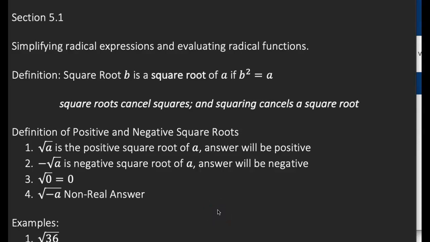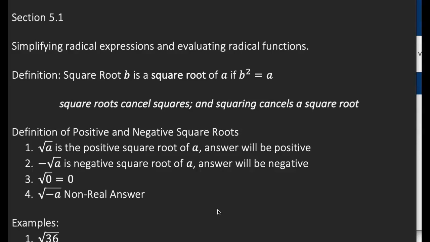This video will cover the material for section 5.1 of our course textbook. In this video, we're going to be simplifying radical expressions and evaluating radical functions. Let's start with the definition of the square root.